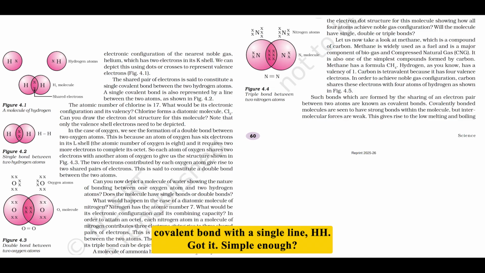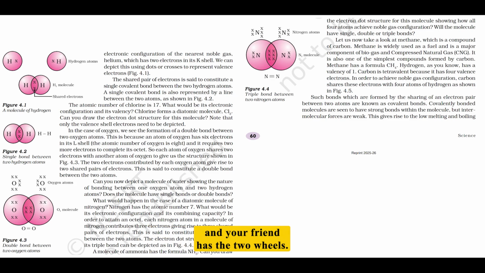Got it. Simple enough? Think of it like this. Imagine you have the frame and handlebars of a bicycle, and your friend has the 2 wheels. Neither of you can ride alone. But if you share your parts, you build 1 complete, stable bicycle that both of you can use. Atoms share electrons similarly to become stable.